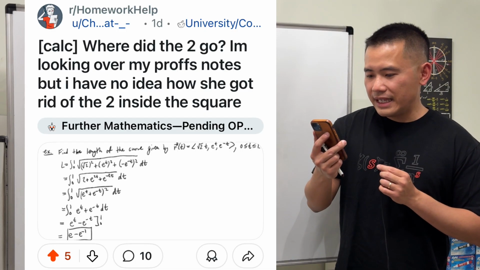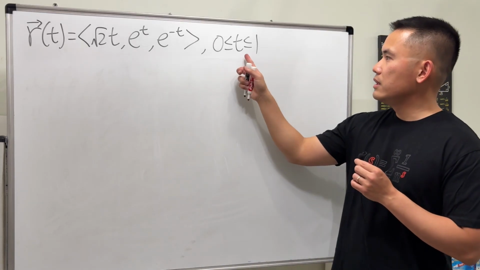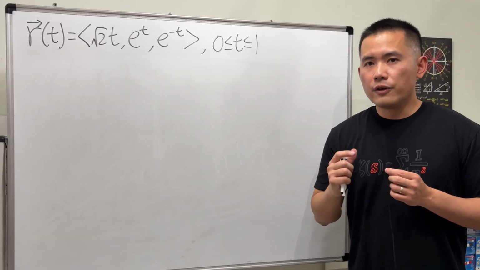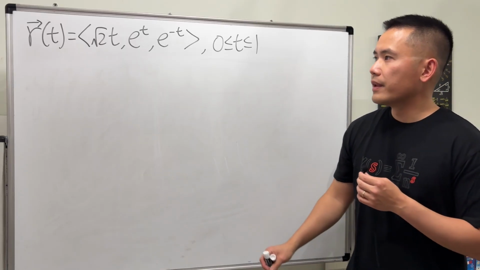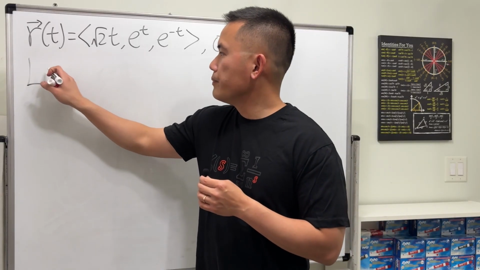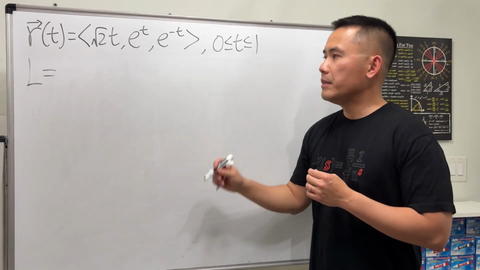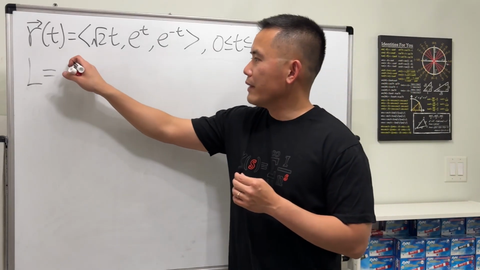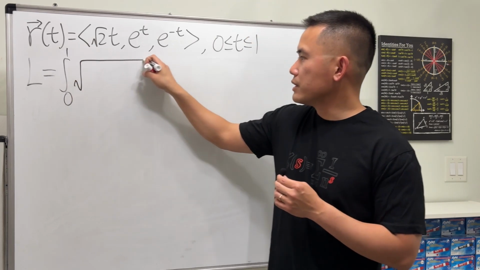We are going to find the length of the curve given by this function, and we know t is between 0 and 1. So firstly, let's just use the formula for the arc length, or length of the curve. I'm just going to write down L. This is equal to, because t is our parameter, that means we'll be in the t world. We have to integrate from 0 to 1, and you just open the square root.